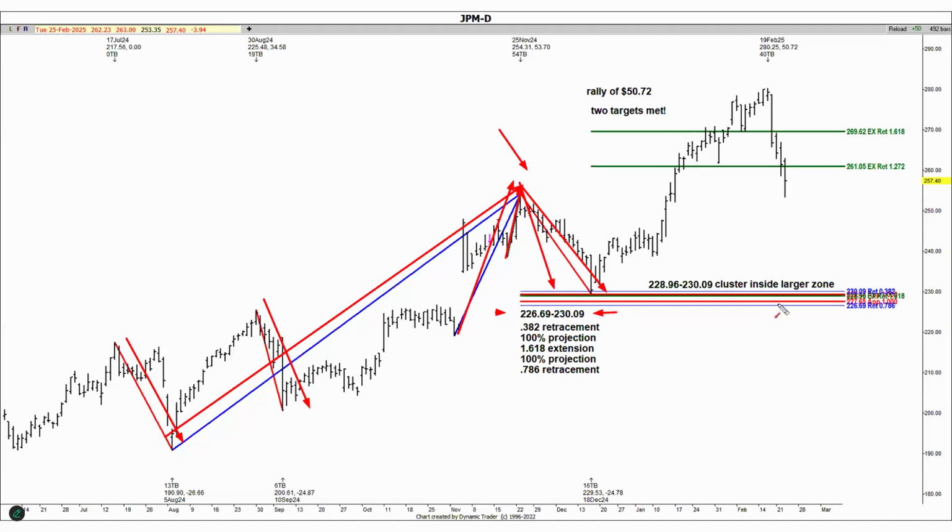But if you wanted to break it down into two smaller zones, you could have. The top zone would have been 228.96 to 230.09. So still a cluster. You can look at this as two clusters or just one big one. The bottom line: it hit, it held, it triggered. It gave two targets on the upside and a rally of $50.72. So the risk to reward on most of these is very good, because let's say you're getting in somewhere around here, you're risking to underneath here, but look at the potential reward. It's very healthy.